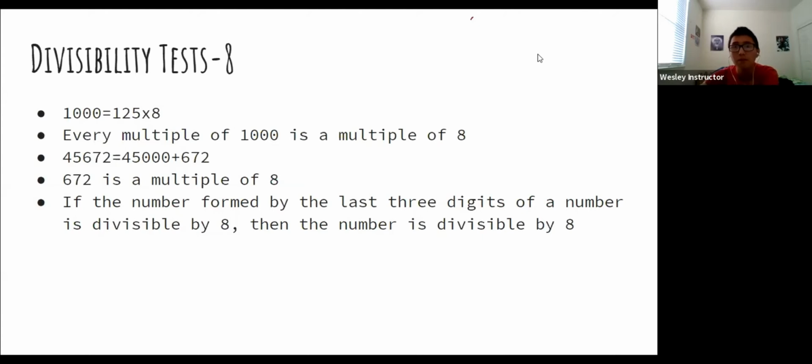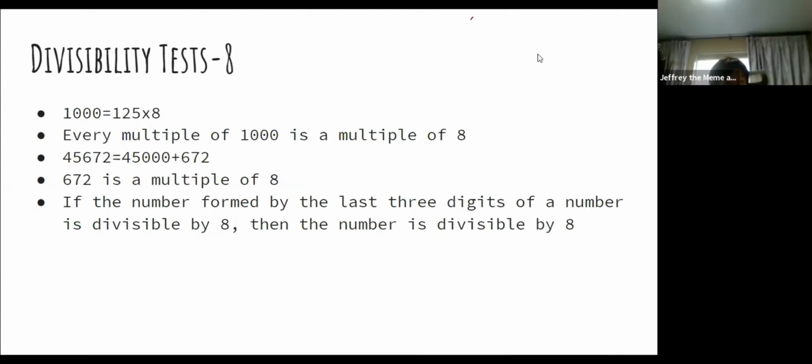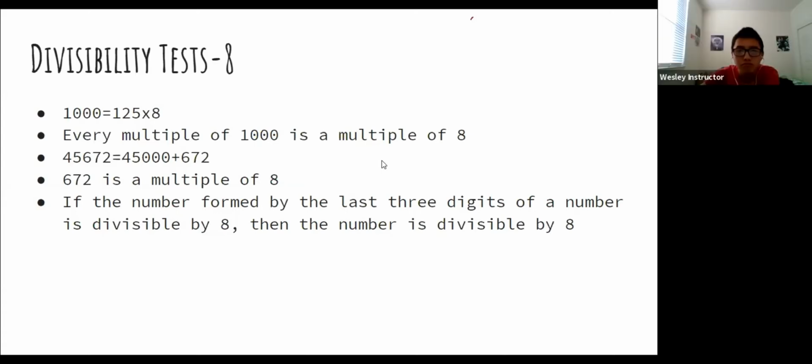I have a question. Yeah. For 16, is it like the last 4 digits are divisible by 16? I believe so. If you go by the pattern, then yes.